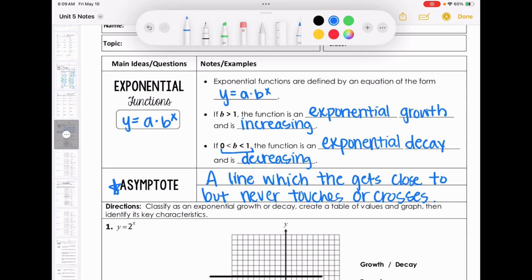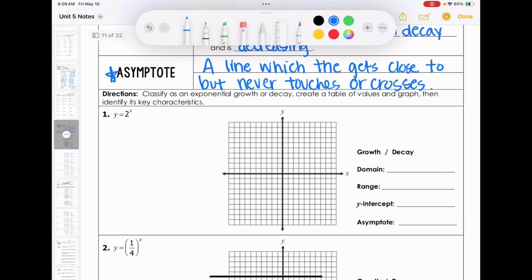All right, so going down to the examples, number 1, we want to classify as an exponential growth or decay, create an XY table of values, and then graph, and then we're going to identify the key characteristics. So when you have an exponential function and you're graphing it, the first thing you're going to do is make an XY table. Your x values are always going to be -2, -1, 0, 1, and 2. That's always how you're going to set up your XY table for exponential functions.